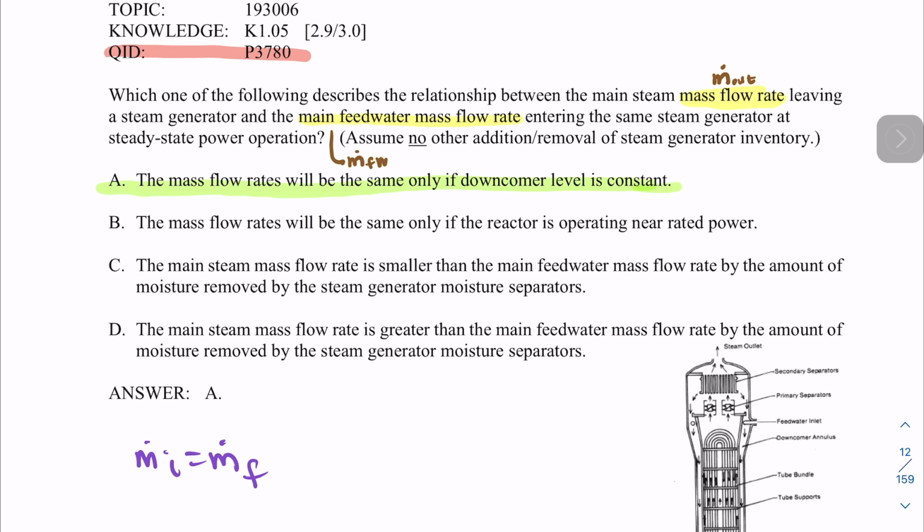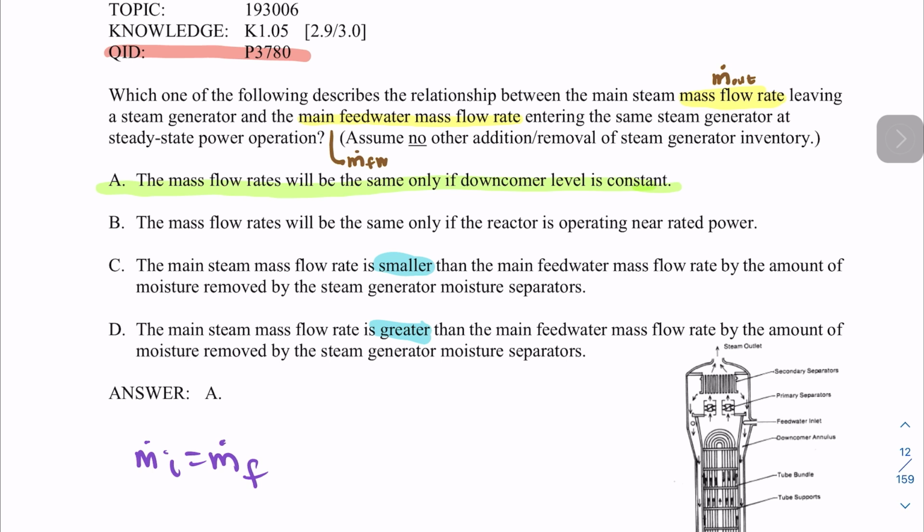If I go over the questions C and D, they're basically the same. They only differ in this part. So let's take a look at those ones, smaller and greater. This one says the main steam mass flow rate is smaller or greater than the main feed water mass flow rate by the amount of the moisture removed by the steam generator moisture separators. So the moisture separators, where are they in our steam system? The moisture removed from the steam generator is not the same as the one from the moisture separator and the reheaters, right?